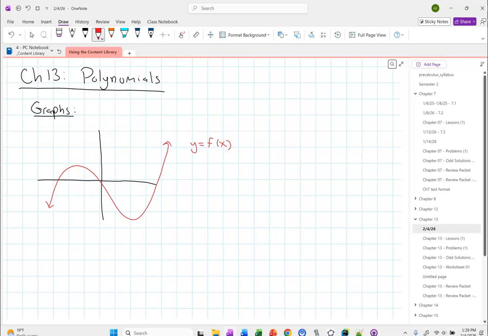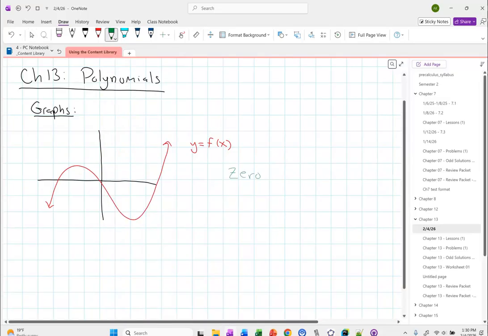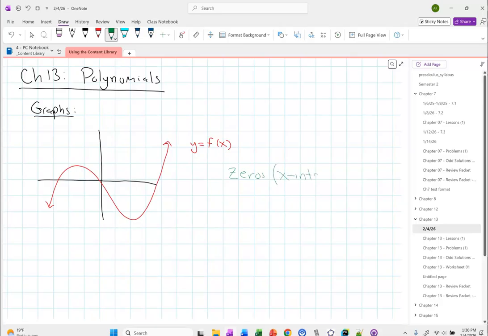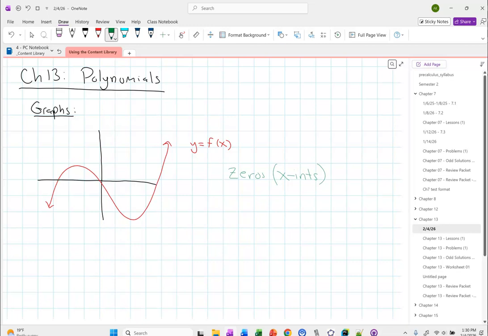There are three types of features we want to be able to talk about here. The first one would be the zeros of the function, i.e. the x-intercepts. That's just the place where the graph is going to be crossing the x-axis. Notice that for a polynomial you can have multiple of these, right?